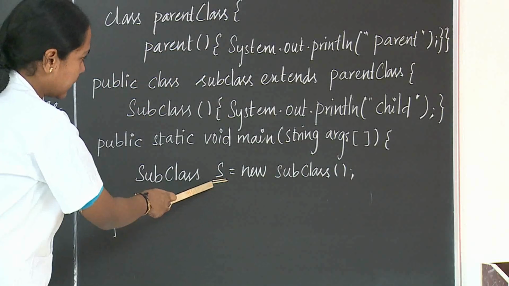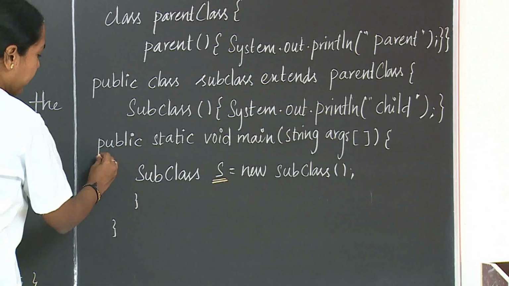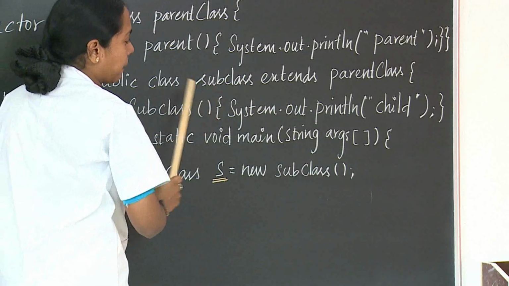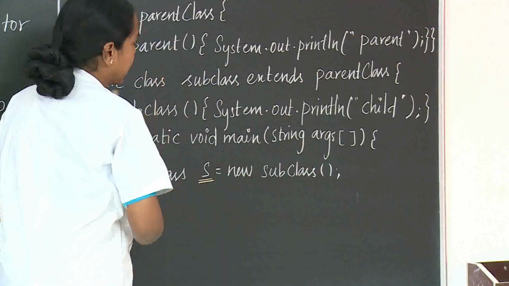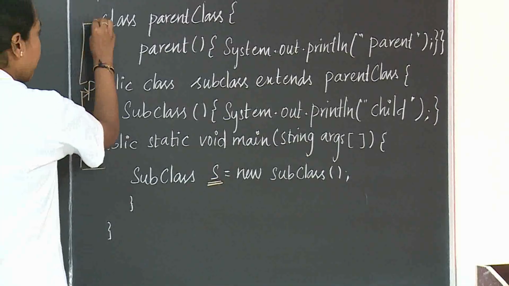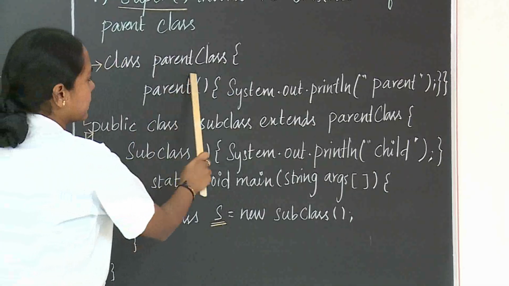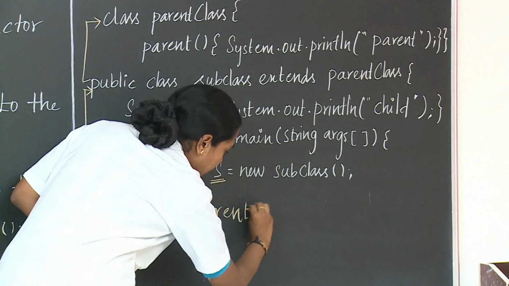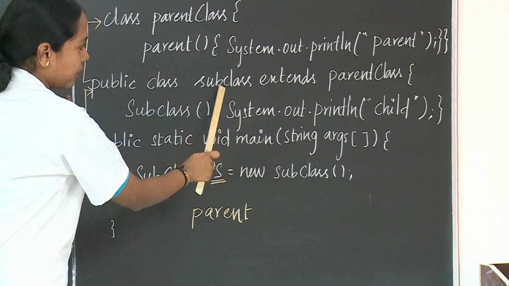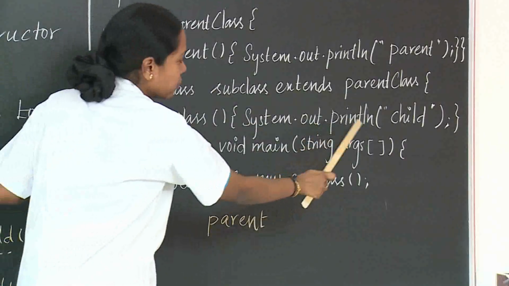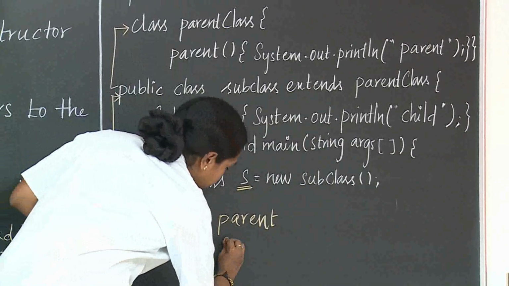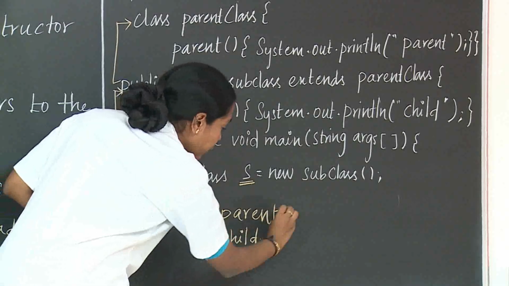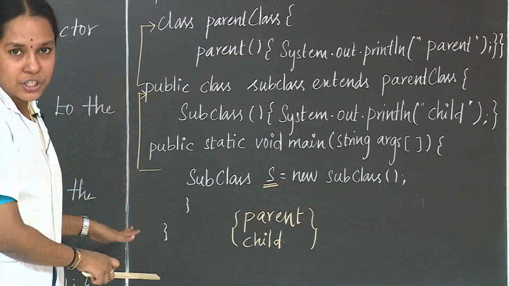While calling this, the control goes to the subclass first. While reading this line, the subclass extends the parent class, and then it moves to the parent class. So it will execute the parent first. After this execution, it will come to the subclass, and the output will print as child. So this is what occurs without using a super keyword.